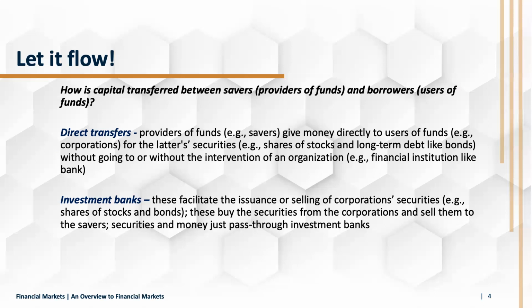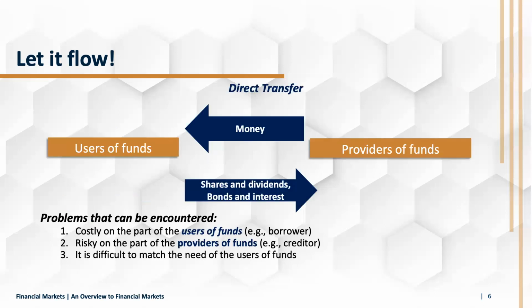So how does that look like? It looks like this. So when we're looking at a direct transfer, it is a direct transaction between two individuals, two businesses, or either of two. So the users will give shares and dividends or bonds and interest to the providers of the funds in exchange for the money that they need to fund their investment activities.